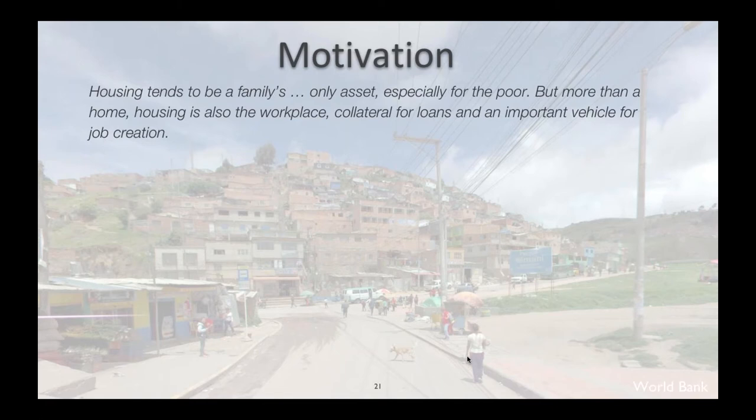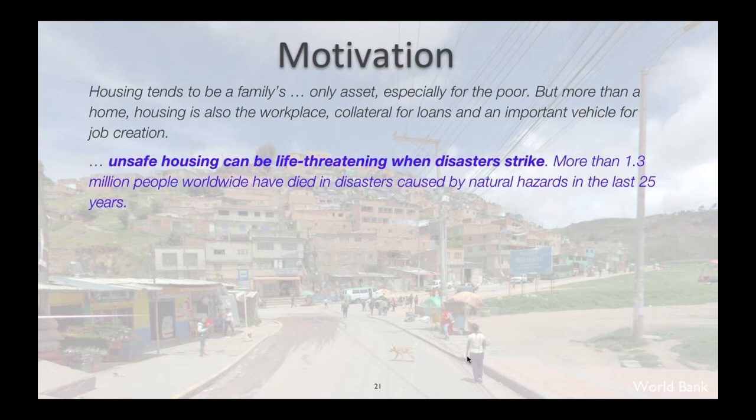More than 1.3 million people worldwide have died in disasters caused by natural hazards in the last 25 years. The World Bank would like to help with this effort by figuring out which houses and which neighborhoods could benefit from retrofitting, as a fast, cost-effective way to save these lives. This is taken from the World Bank blog on housing passports, which can provide more insight if this is a topic of interest to you.